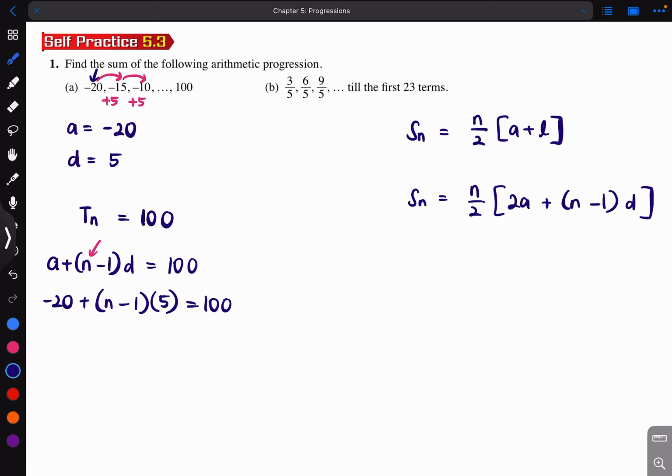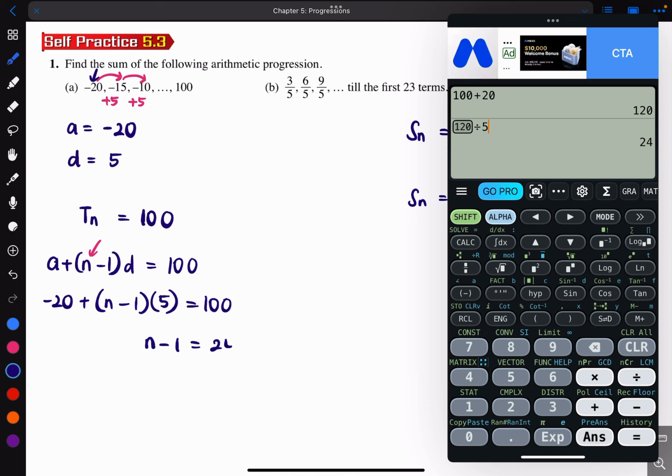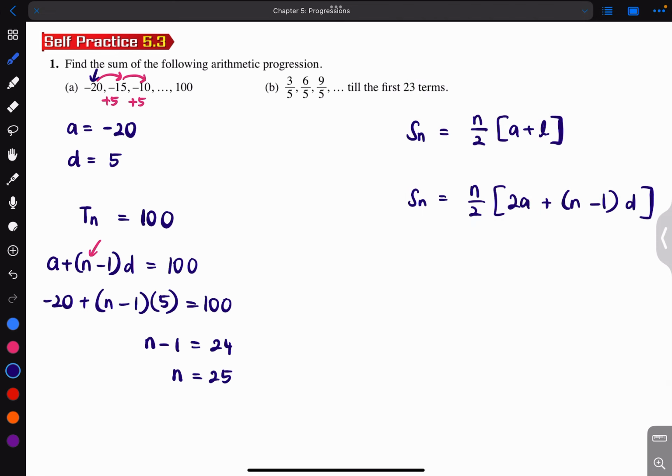Okay, then we use our calculator. So negative 20 we bring over here will become positive 20. And then 5 we bring over here becomes divide by 5. So we get n minus 1 is 24. Therefore n is 25. Okay. So now that we have n, we can go ahead and find the sum.